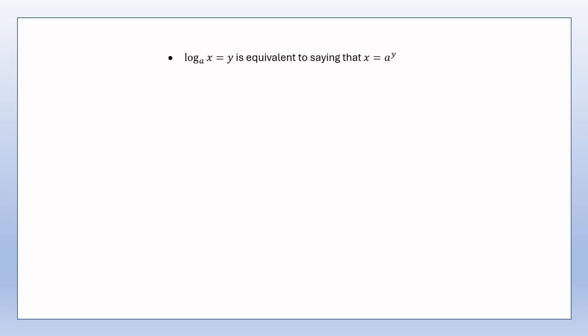Log to the base a of x equals y is equivalent to saying that x equals a to the power of y. a to the power of log to the base a of x equals x, which equals log to the base a of a to the power of x. Log to the base a of a equals 1, and log to the base a of 1 equals 0.